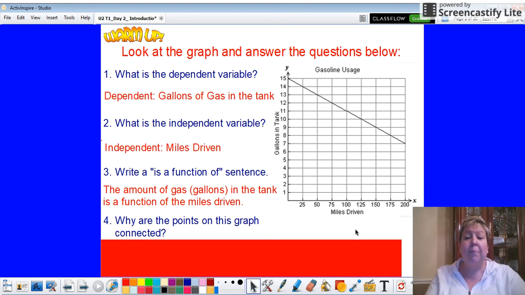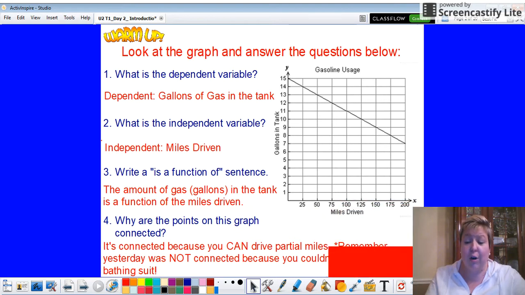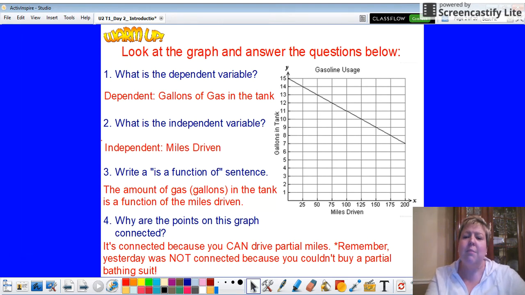But here, if you think about it, miles driven, it's not time, but my car is continually moving. So as I move forward, I can go a quarter of a mile or a half of a mile or 5/8 of a mile or whatever the case may be. It's not like I start my car and then 1 mile, 2 miles, 3 miles. So if you think back to yesterday, it was buy one bathing suit, buy a second bathing suit, buy a third bathing suit. That's why we did not connect those points. However, here, it's going to be a continuous line because you can drive partial miles. So remember, yesterday was not connected because you couldn't buy a partial bathing suit, but today this line is connected because I can drive partial miles.